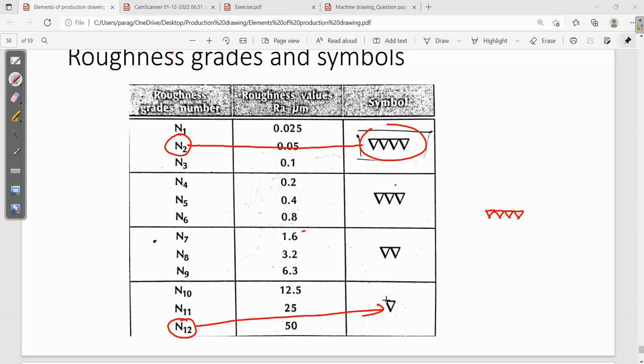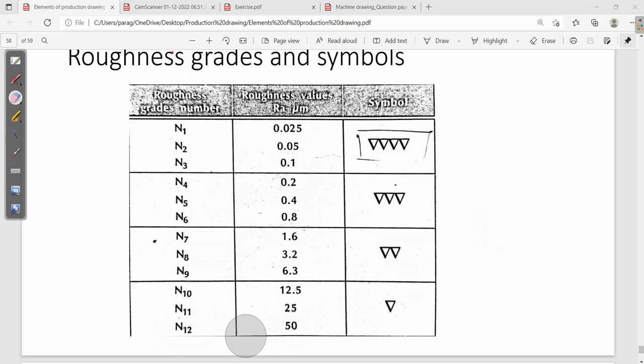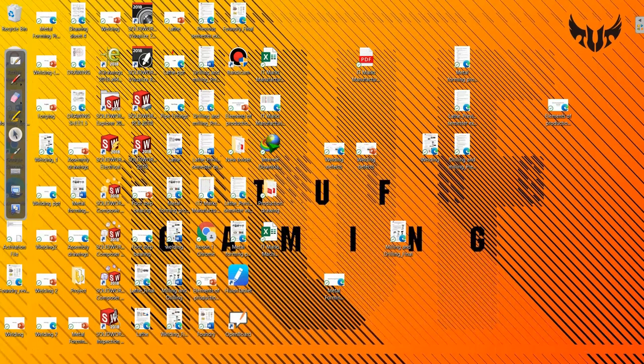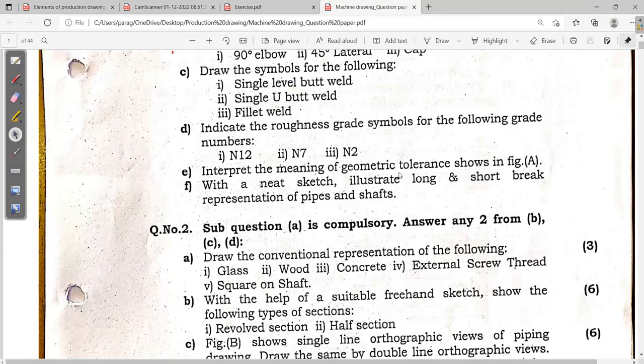Single triangles are single, only single. N7, okay, you have to represent like this. Did you understand? Simple, but the only thing is you have to remember this table. Okay, so next, N7, N2.